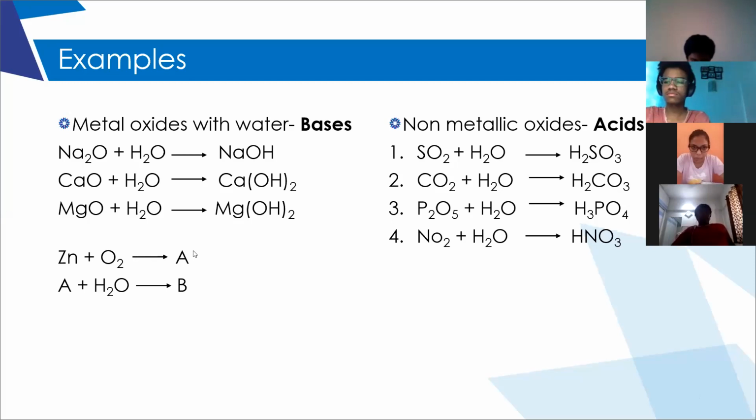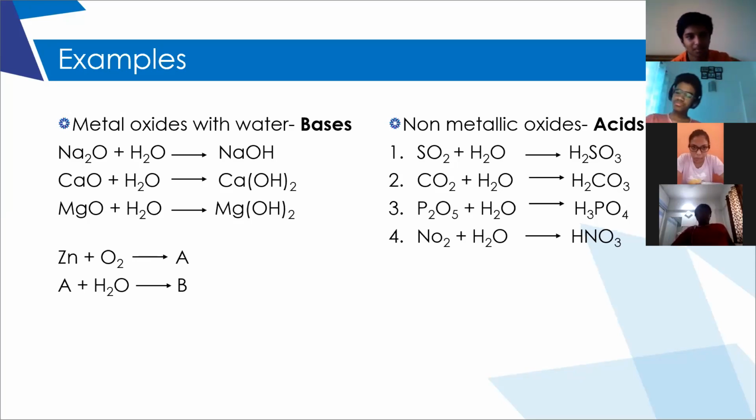So we will get such questions: complete the following reactions. From this chapter, one type of question is complete the following reactions. You will get such types of combination reactions. They will give 2 or 3, A, B, C, and they'll ask you to identify A, identify B and C. Yes, Advait, did you get the answer?